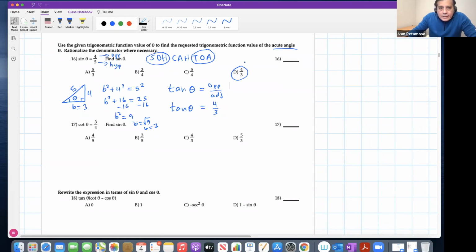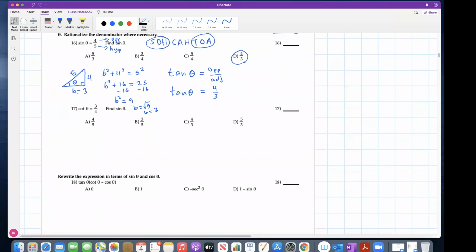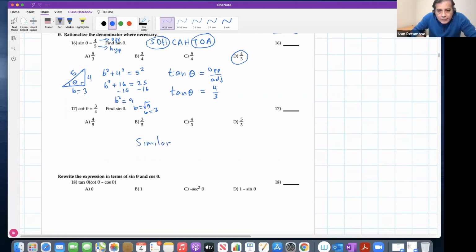Very good, guys. Now this one is similar. The only difference is that they're giving you cotangent now, but cotangent, according to SOHCAHTOA, should be the reciprocal of tangent. Tangent is opposite over adjacent, so cotangent should be adjacent over opposite. With this information, you can construct your triangle as I did before, and then you should be able to go through this.